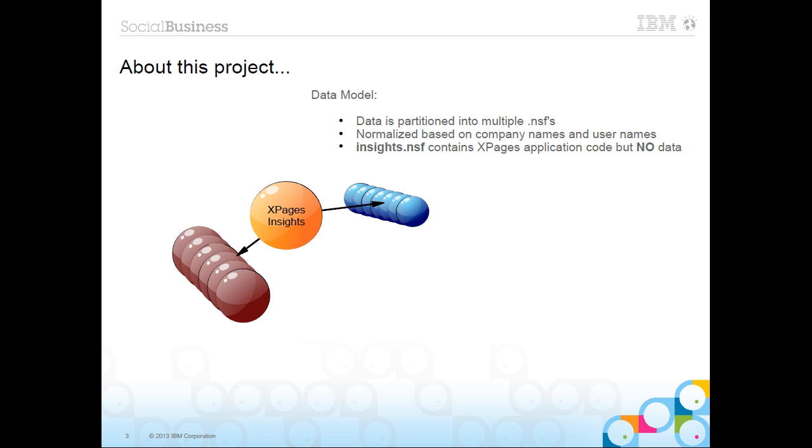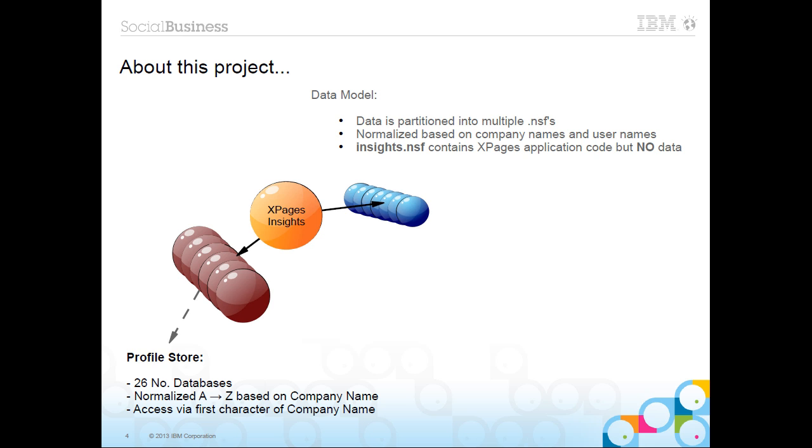other normalized partitioned NSFs. In practice, there are two main data stores within this application data model. Firstly, the profile store. This contains 26 databases, which are normalized A through Z based on the company name. And programmatic access is carried out via first character of a company name.